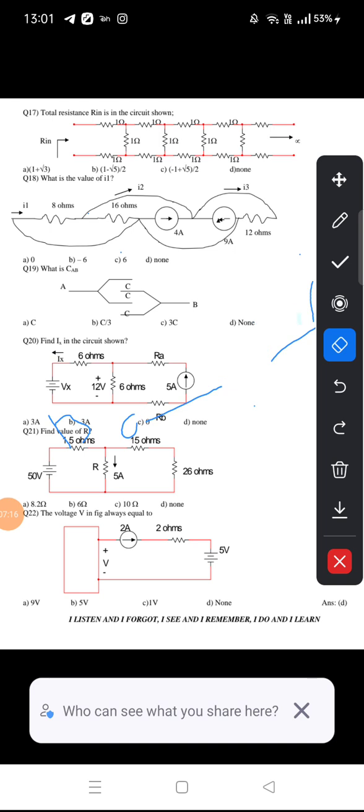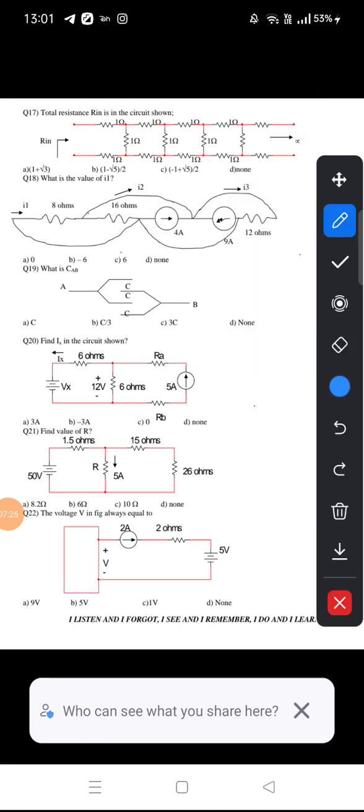Okay, next, fourth problem. Find the current Ix in the circuit shown in the figure. Now observe the figure. Here the current flowing through this branch is given as 5 amperes. Okay, that current is towards the node. Next, see here, the potential difference is given. That means the voltage across the 6 ohm is given. The resistance value is given, right?